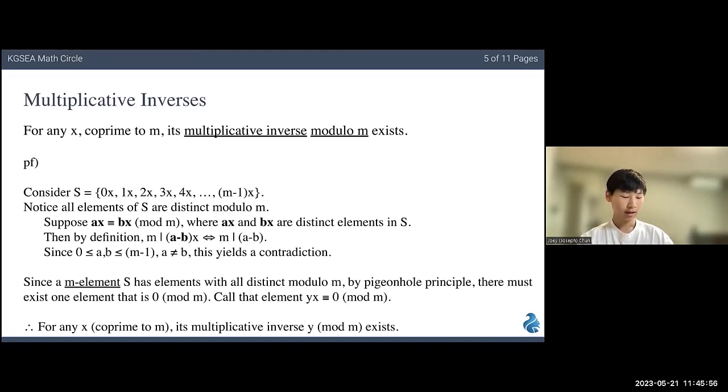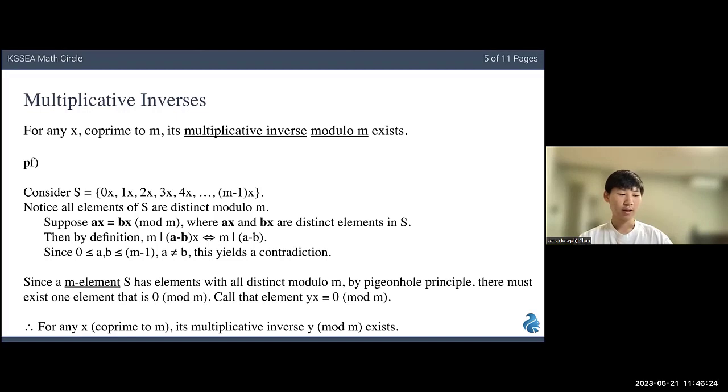So suppose ax and bx are two elements inside the set that are congruent modulo m. Then by definition, m is a divisor of a minus b times x. And this means that m divides a minus b. But due to a and b's range, a cannot equal b, which means this is a contradiction.